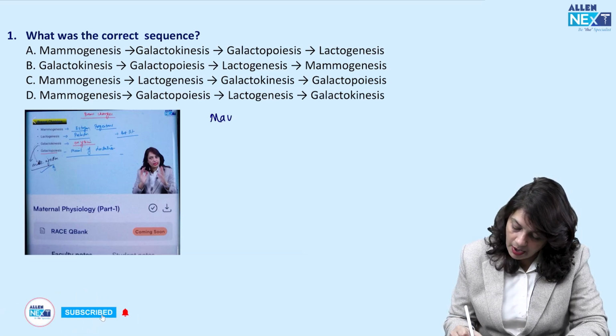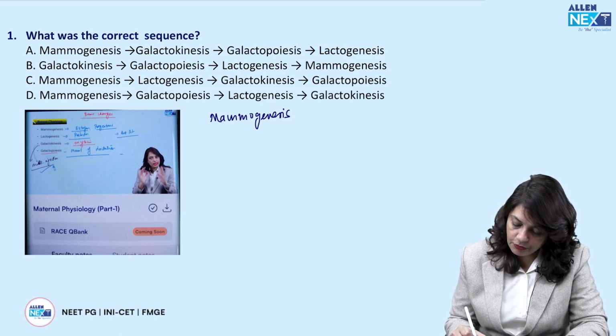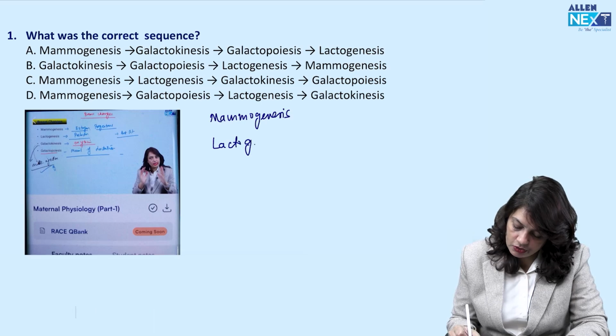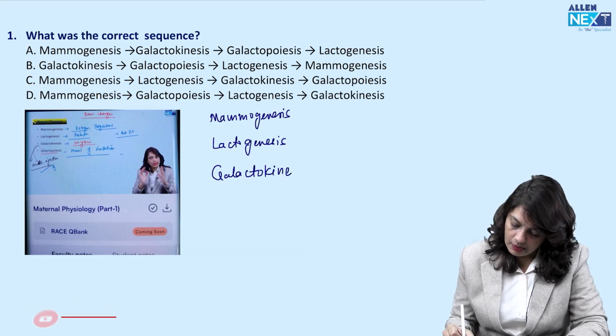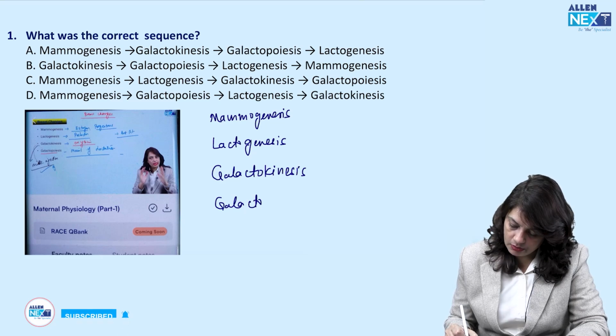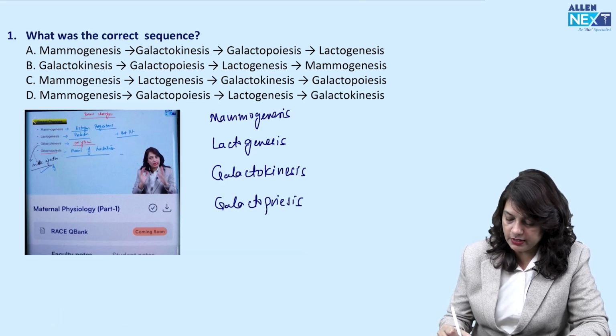So mammogenesis, then followed by lactogenesis, followed by galactokinesis, followed by galactopoiesis. This is the correct sequence.